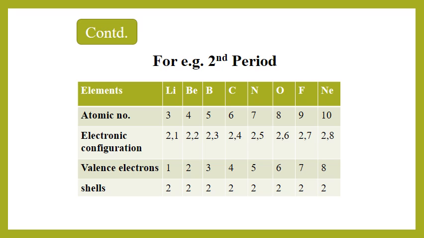nitrogen to neon. To complete its shell, nitrogen needs 3 electrons, oxygen needs 2 electrons, fluorine needs 1 electron and neon does not need any electron to complete its outermost shell to attain stability. So that's why we can say valency keeps on decreasing after number 4. From 1 to 4 it increases, but after number 4 it keeps on decreasing.